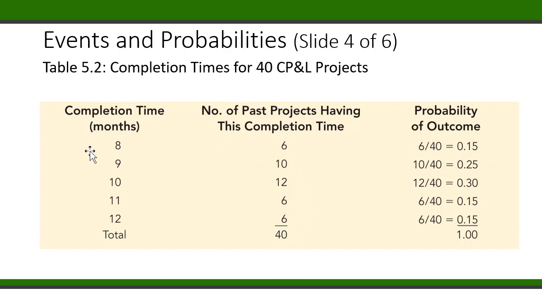So what's the probability of 8 months? That would be 6 divided by 40, or 15%. 9 months, 10 divided by 40, or 25%. So you can see this is very similar to the frequencies that we were calculating before, except now we're not calling them frequencies. These are now probabilities.